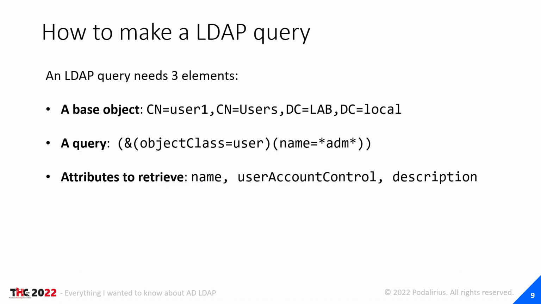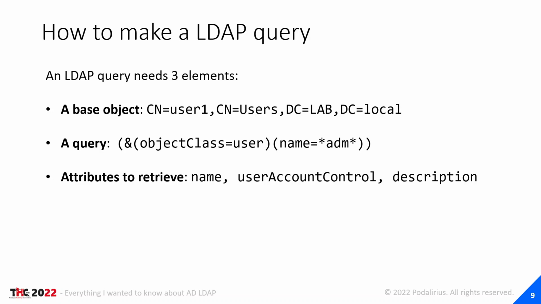So how to make an LDAP query? Basically, you need three things. You need the base object. It's the distinguished name of the object on which you are going to make the query, for example, user1. Then you need a query, which is in LDAP syntax.